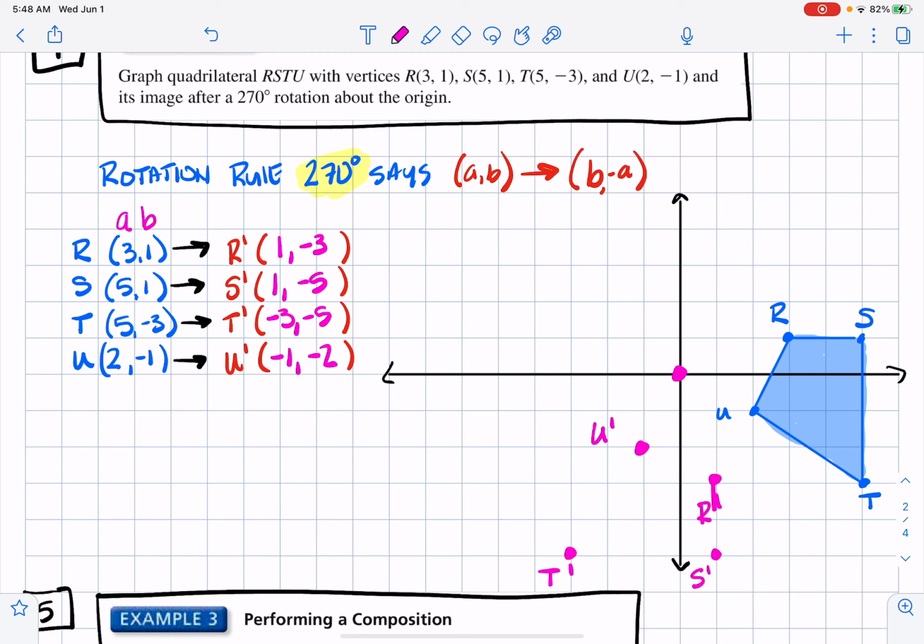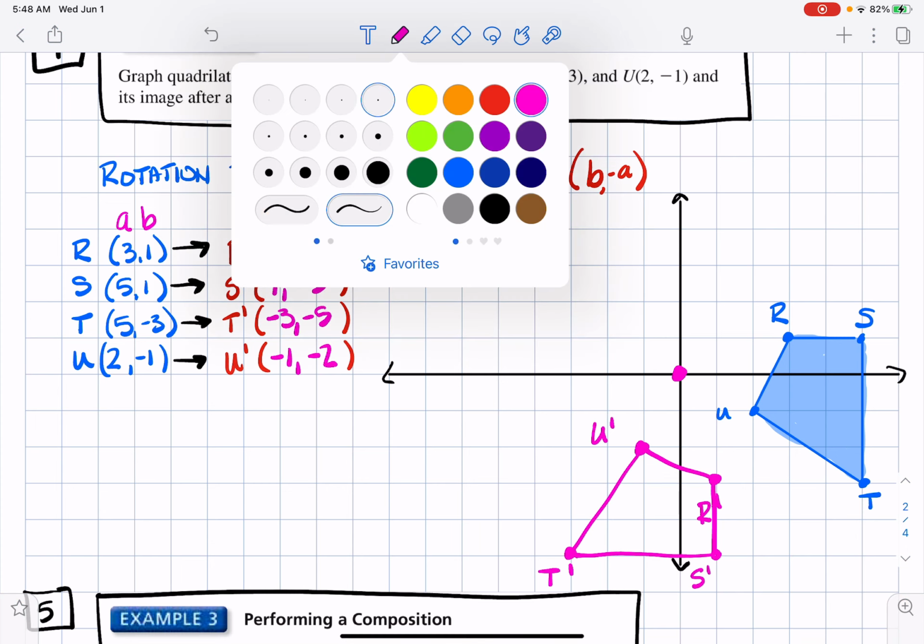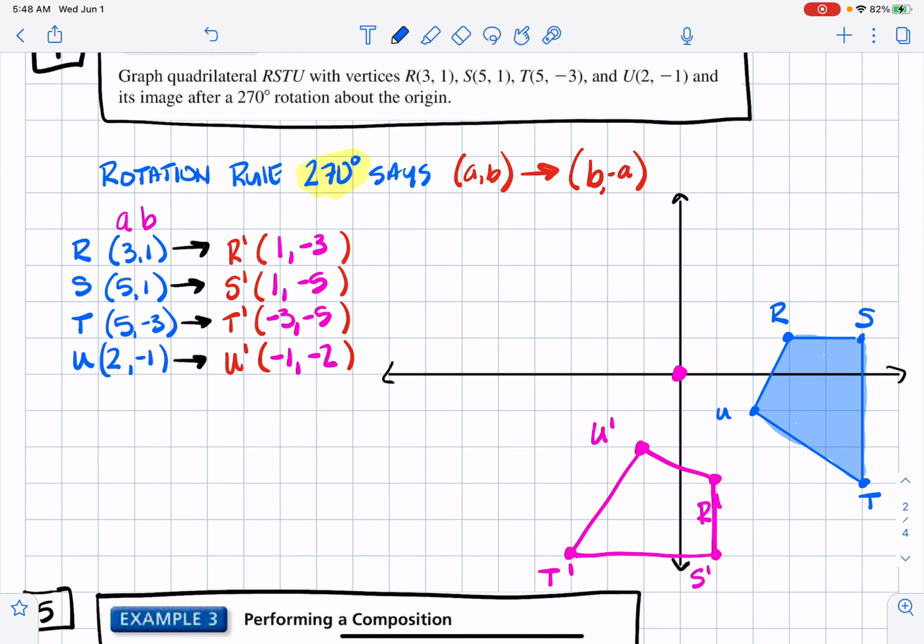So if I connect this right here, I would have this shape, and that would be a rotation of 270 degrees. So again, what we did was this, just to make sure you guys are following me along. If I take that distance, go to R, and then go 270 degrees and end up here, this is what I've done. I've rotated this guy 270 degrees. So that's the rotation of 270.